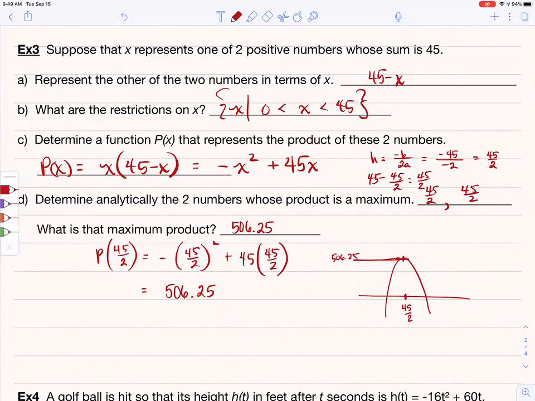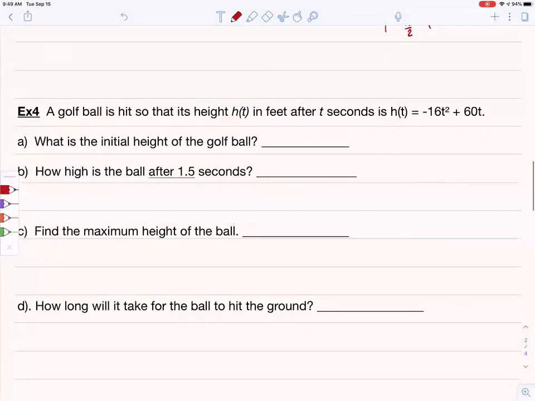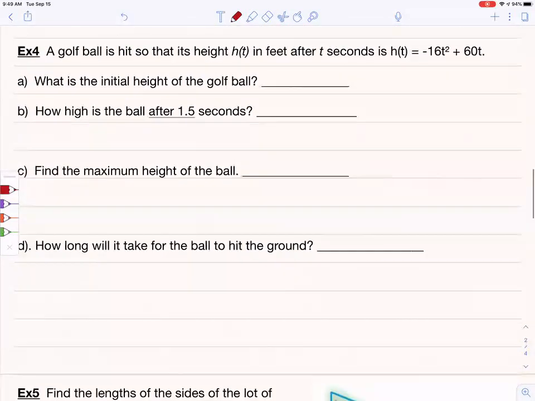All right, golf ball. This is one of my favorite types of questions. The golf ball question. So you've got a golf ball, it's hit so that the height, which is called h of t, measured in feet after t seconds is, and it gives you an equation.